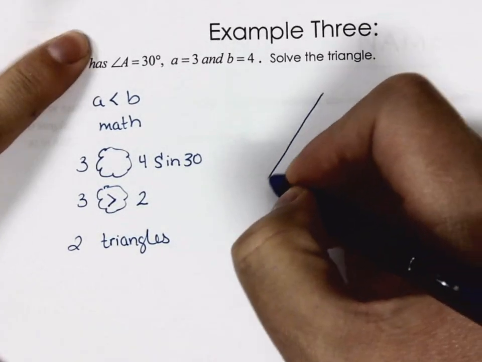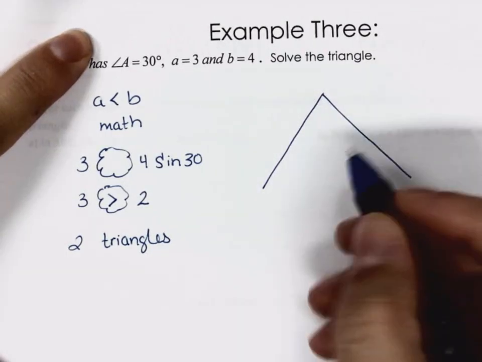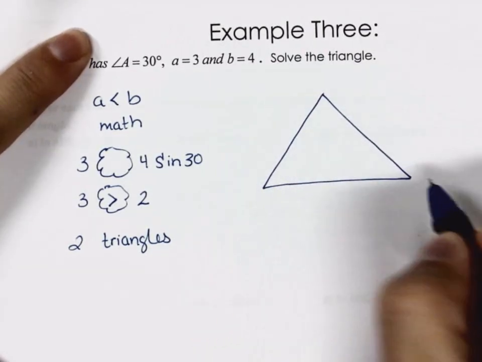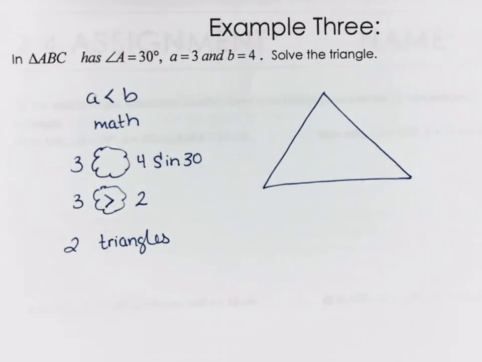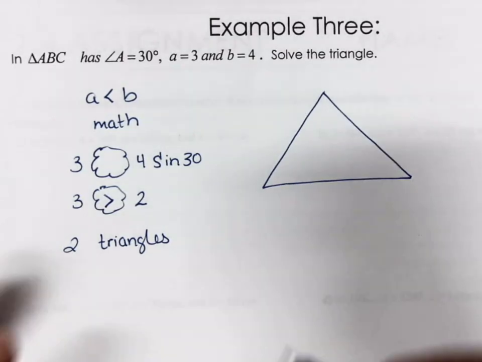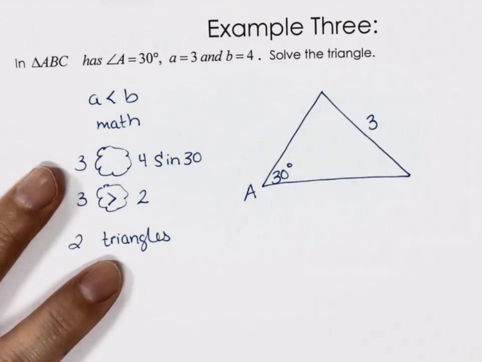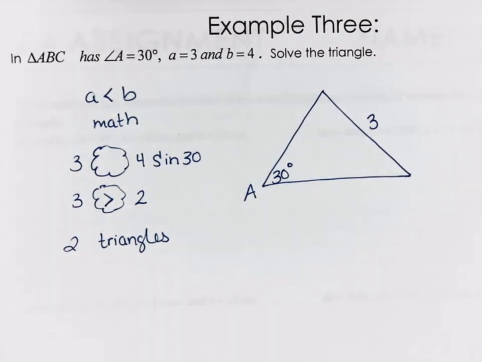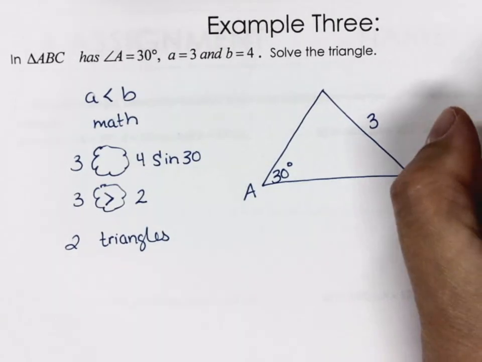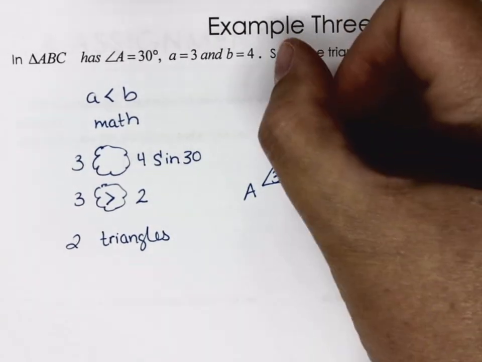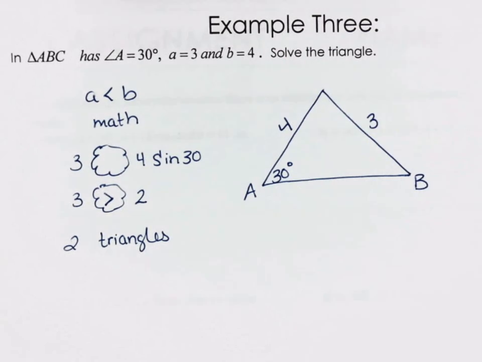Okay, so how do we label our triangle? Well, we know that the matching pair always goes in the left side corner, so that'd be angle 30, and across would be side 3. Okay, and then where do I put that other one? Put that down in the right corner. Let's solve for angle B first.